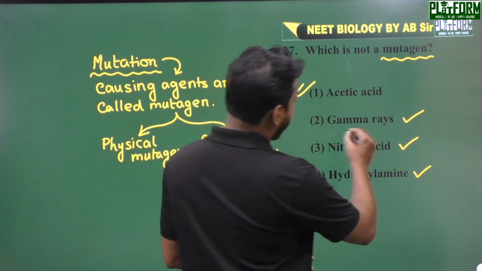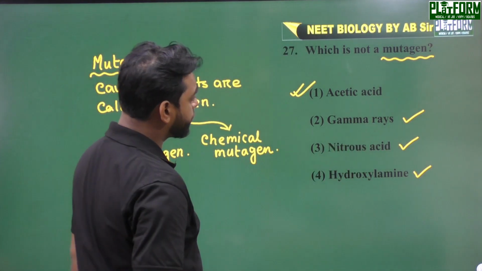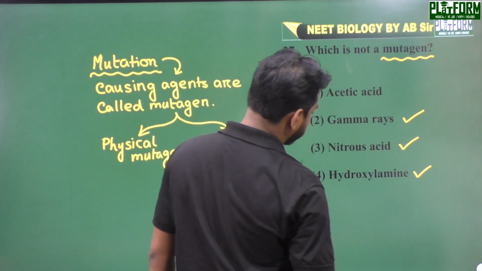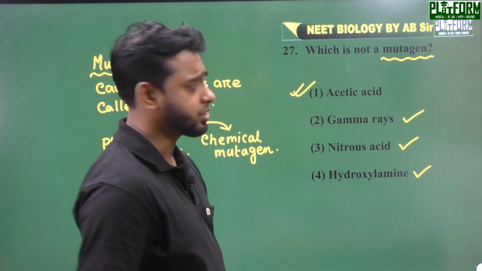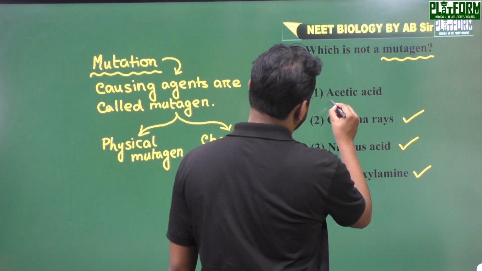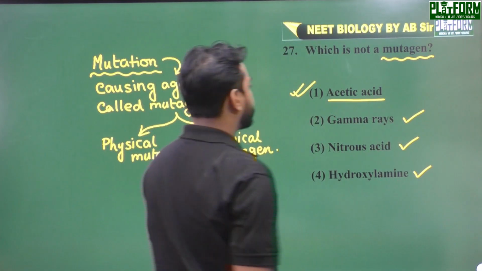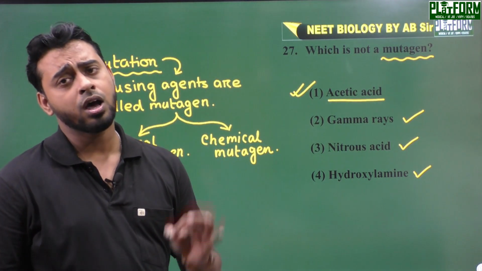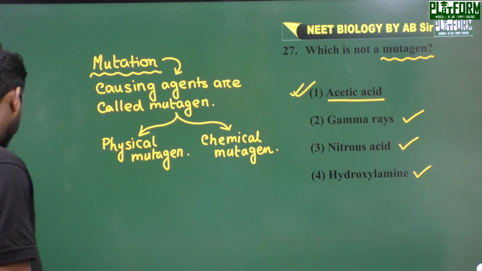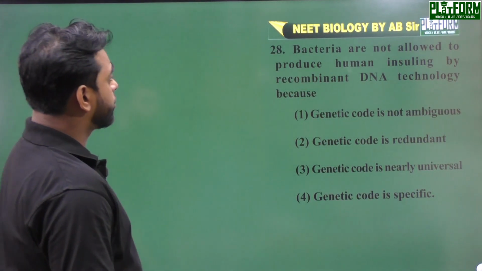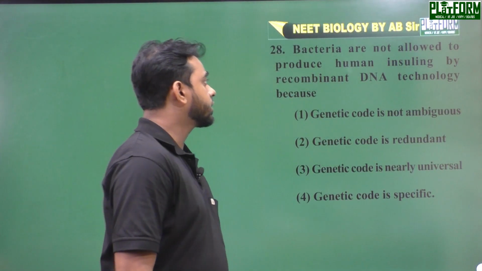So here the gamma ray is an example of physical mutagen, nitrous acid and hydroxylamine are examples of the chemical mutagen. So the correct answer is the acetic acid. The acetic acid is not at all a mutagen. Okay. So moving to our next question.